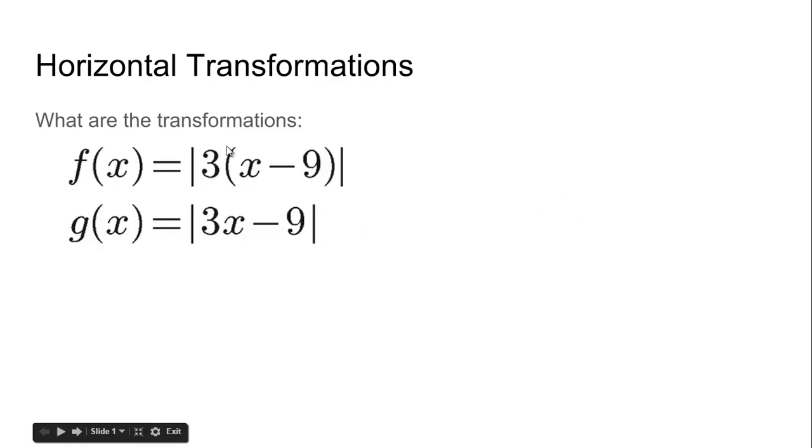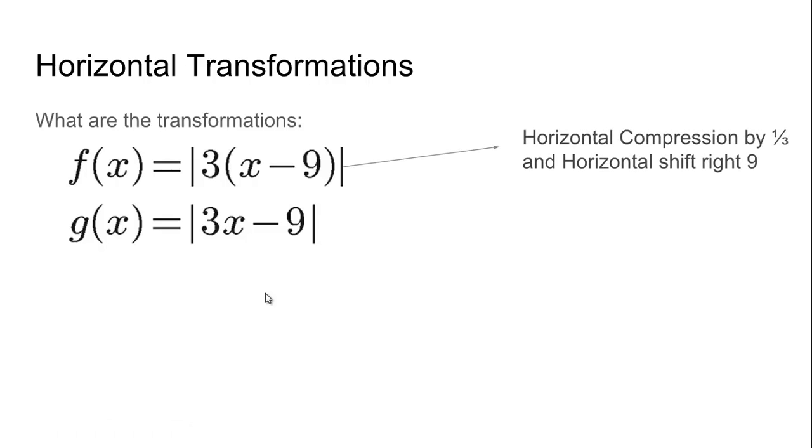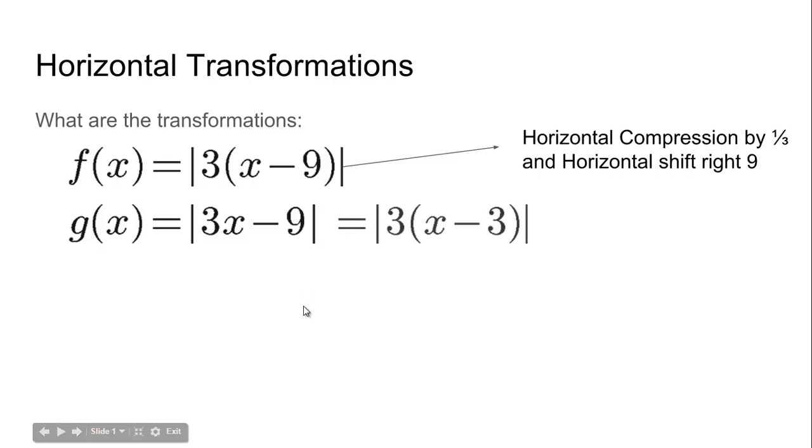And so the first one, I want to show the difference between these two because they are both horizontal transformations. The first one has a horizontal compression by a third and a shift right 9. The second one looks very similar, but it can't be the same because it's not in the same form. So indeed, it actually has to be in this form where it's factored out. So we actually divide to put the brackets in.